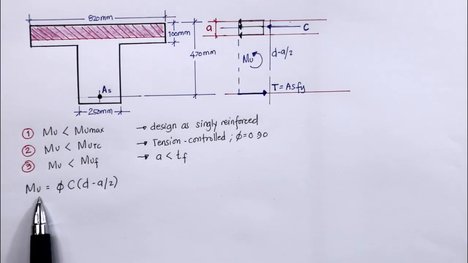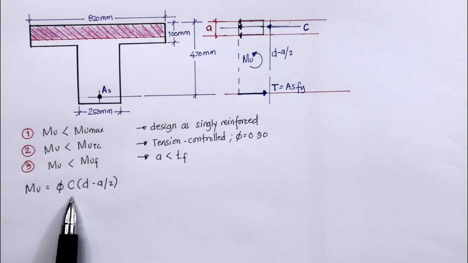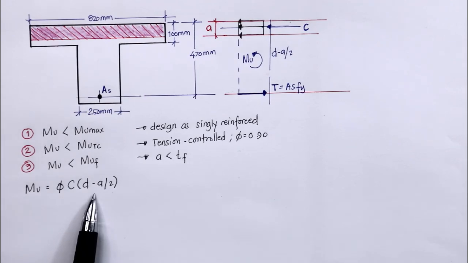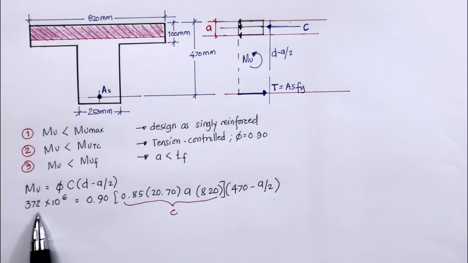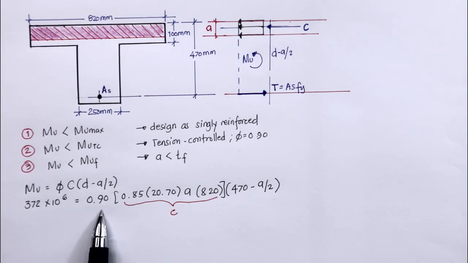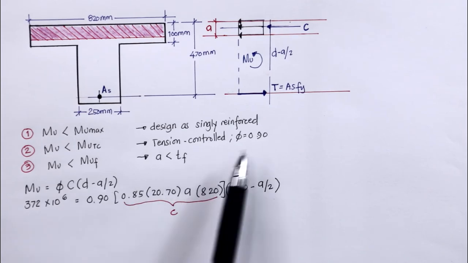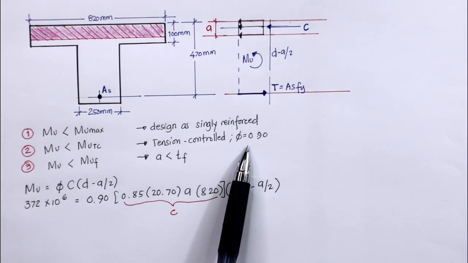Using the formula, Mu is equal to reduction factor multiplied by C, multiplied by (d - a/2), at yung value ng Mu na gagamitin natin is yung actual moment capacity na kailangan i-carry ng beam, which is 372 kilonewton meter. Mu is equal to 372 times 10 to the 6 para maging newton millimeter. Reduction factor, 0.90, eto yun, na-prove natin siya sa step 2.